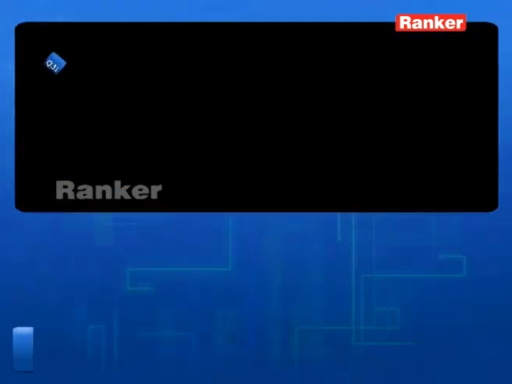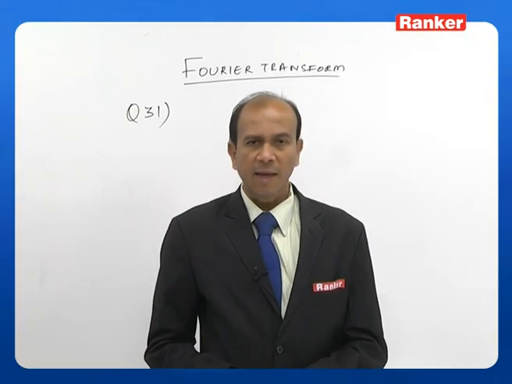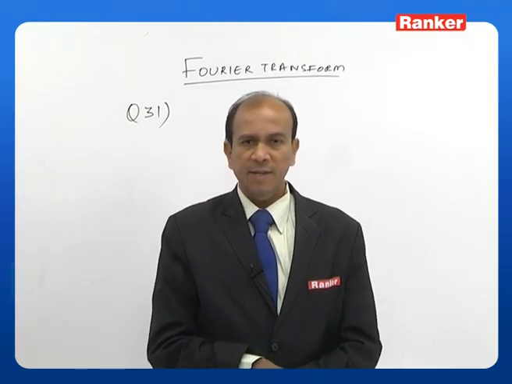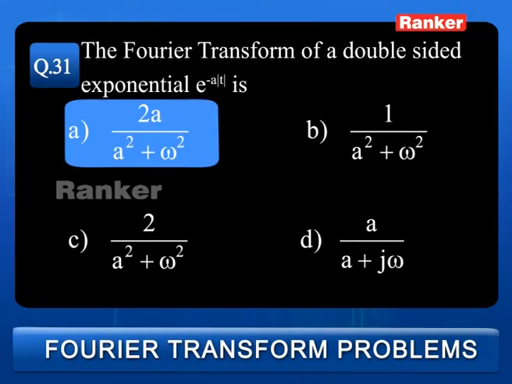31st question. The Fourier transform of a double-sided exponential function e to the power of minus a mod t is: A, 2a by a square plus omega square; B, 1 by a square plus omega square; C, 2 by a square plus omega square; D, a by a plus j omega. The answer is A. We have done this earlier. It is 2a by a square plus omega square. So the answer is A.